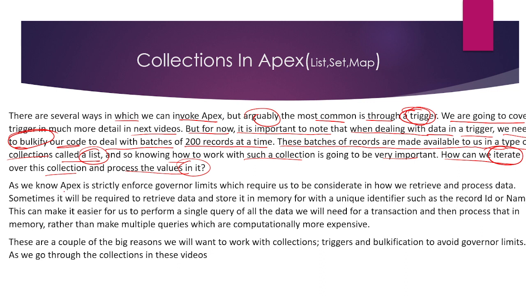Okay, as we know, Apex strictly enforces governor limits, which requires us to consider how we retrieve and process the data. Sometimes it will be required to retrieve data and store it in memory with a unique identifier such as ID and name. Okay, you understood? I think we have to store the data like ID and name. Suppose the name is Vishal and the ID is like this. We store the value like ID and name. Okay, now what will we do with this thing? I will teach you sometime.